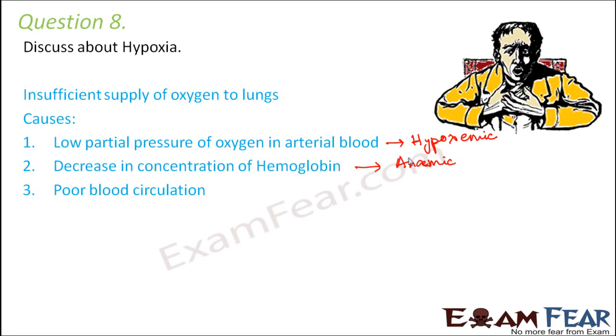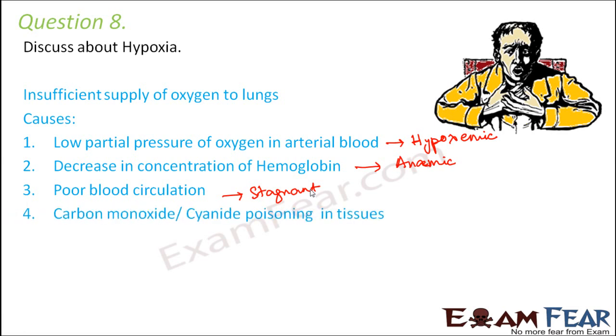It can be due to poor blood circulation, which is known as stagnant hypoxia. Now, the circulatory system plays a very important role because, as you saw, the oxygenated as well as the deoxygenated blood goes to the heart to get pumped to their respective locations. Now, if the blood circulation or the heart is not working properly, it can cause problems.